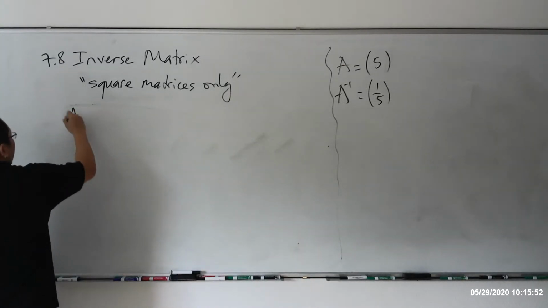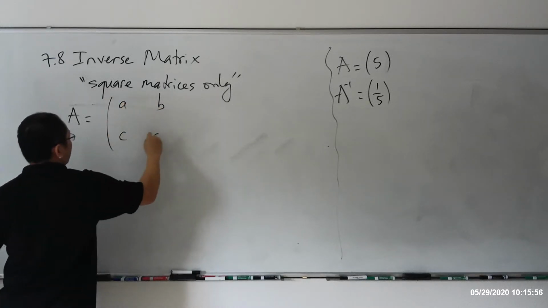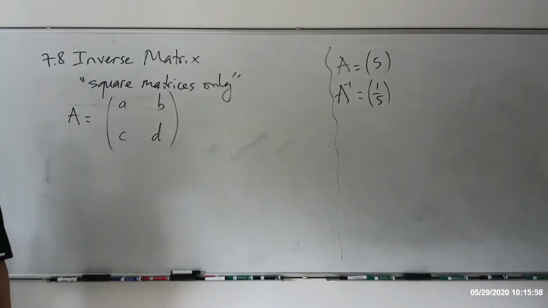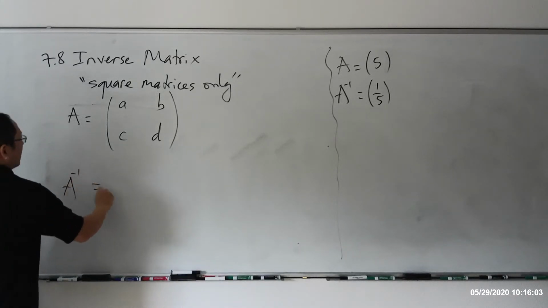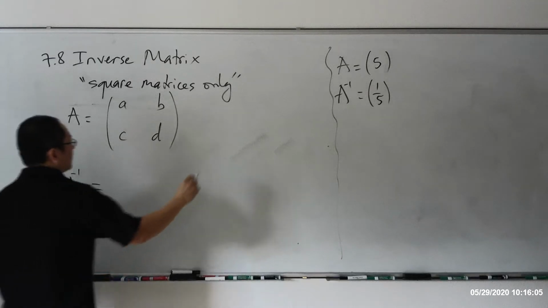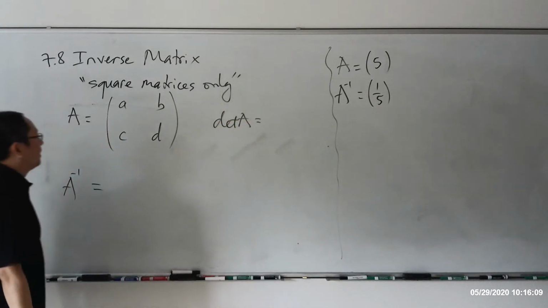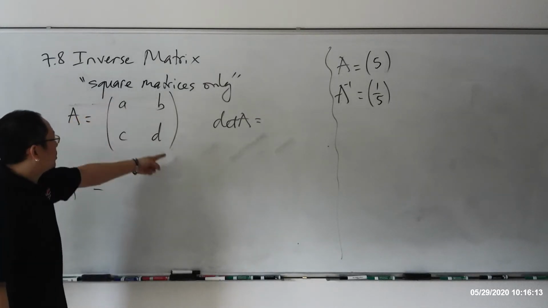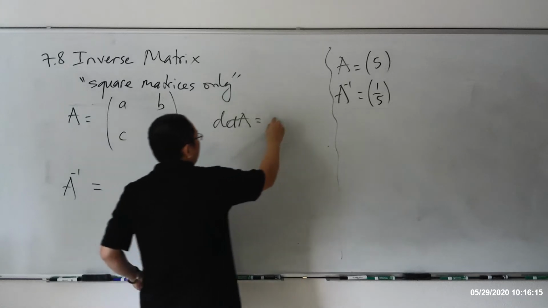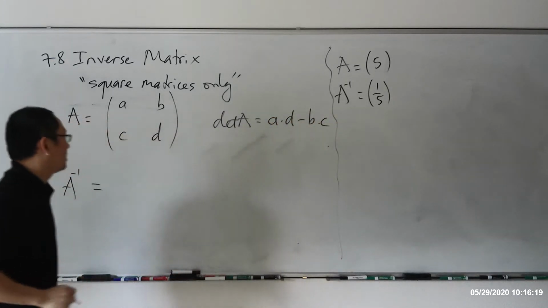So if A is of the size 2 by 2, say in general, A, B, C, D. Okay? And you want to find A inverse, this is what you're going to do. First of all, you're going to calculate the determinant of A. And recall that to calculate the determinant of a 2 by 2 matrix, major subtract the minor. So A times D minus B times C. Okay, that's the determinant of A.